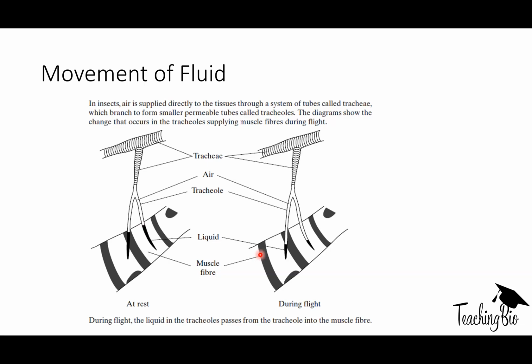Okay. Another key thing to think about is the movement of fluid that happens within insects. And this is an example question that was asked once. So here we've got a stem about insects. In insects, air is supplied directly to the tissues through a system of tubes called trachea, okay, which branch to form smaller permeable tubes called tracheoles. Okay, we've established that. And the diagram shows the change that occurs in these systems and the tracheoles supplying muscle fibers during flight. So at rest, we can see that there's some liquid here within these tracheoles, and then during flight, the liquid decreases, okay? So during flight, the liquid in the tracheoles passes from the tracheoles into the muscle fibers. So as it's flying and using energy, that fluid is going to move into these muscle fibers.